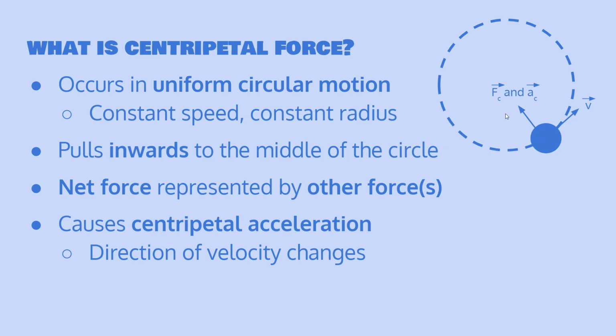And so here you can see that this is the centripetal force, represented by this symbol here, and then this is the centripetal acceleration that's pulling the object into the middle of the circle where it's orbiting. And at any given point, the velocity is going to be perpendicular to the centripetal force. So if there was no centripetal force anymore, then the object would just fly out of the orbit in the direction of whatever velocity it was going at because of inertia.